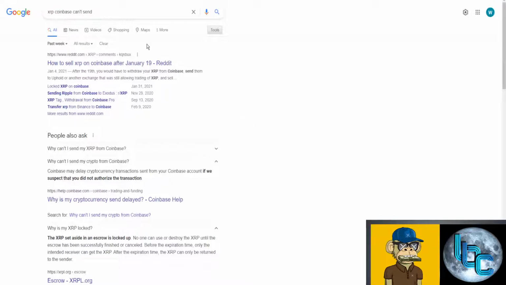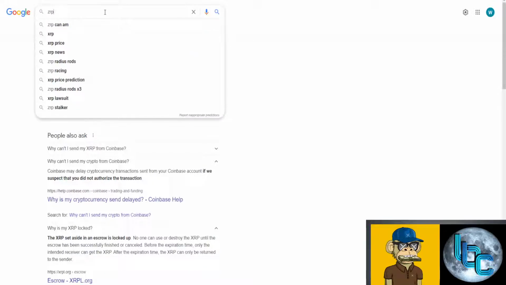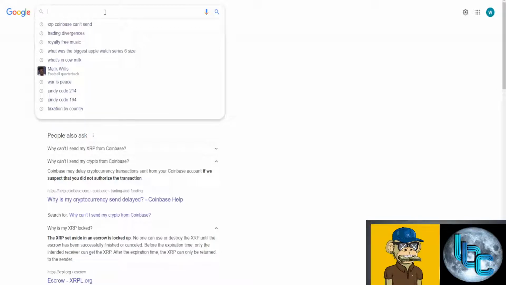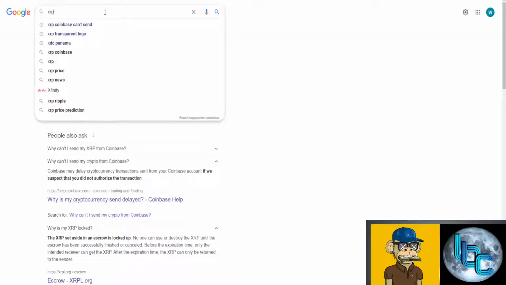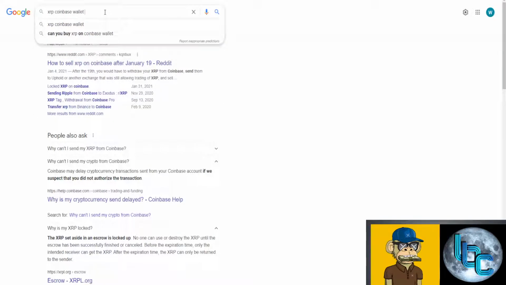Okay, let me type this in. XRP, not ZRP. It is a ZERP, but we're not doing that right now. Okay. XRP Coinbase wallet can't send. It's called send error.